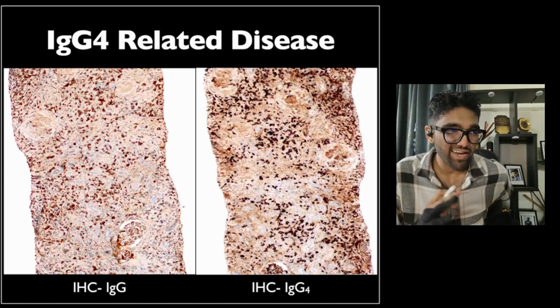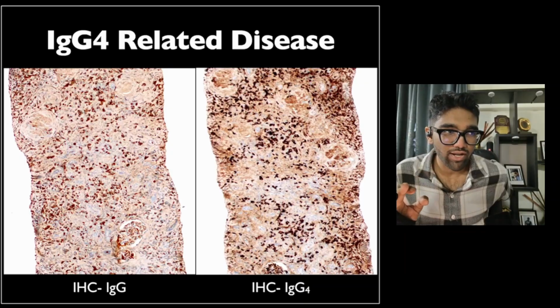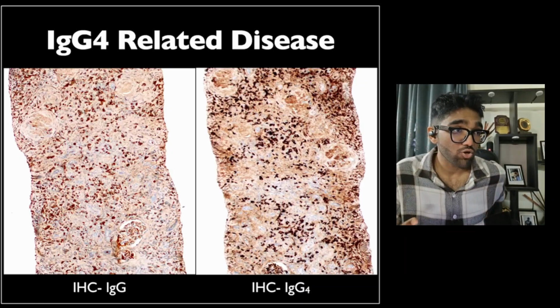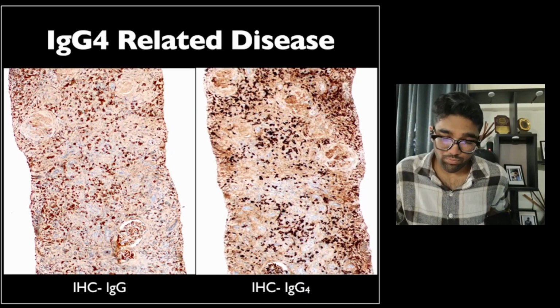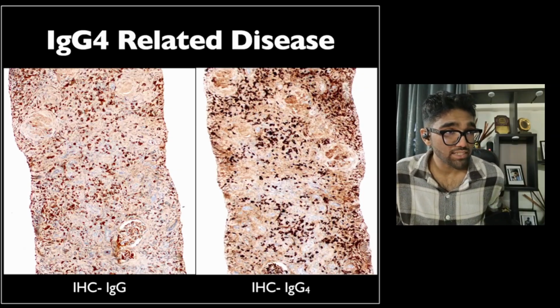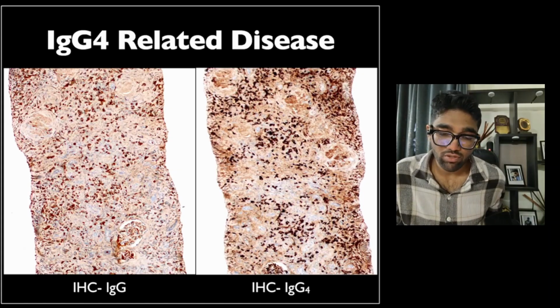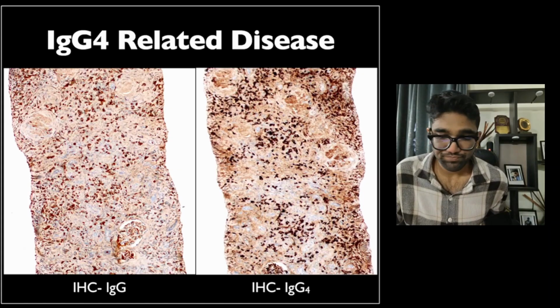It can look very acute, it can look very chronic, it can have prominent glomerular changes. So the diagnosis is essentially based completely on IgG4 staining itself.